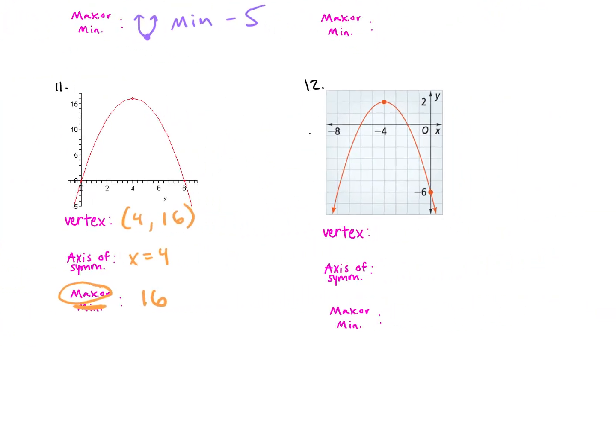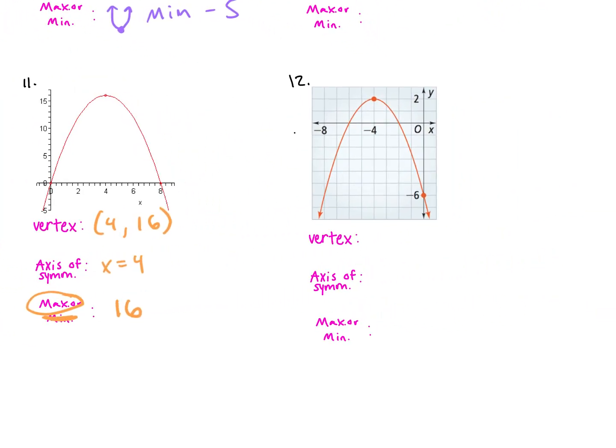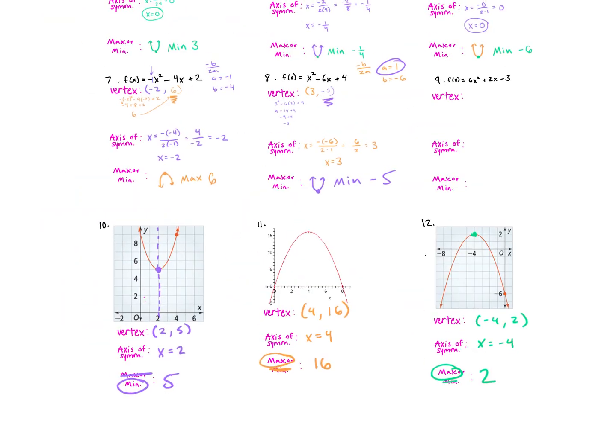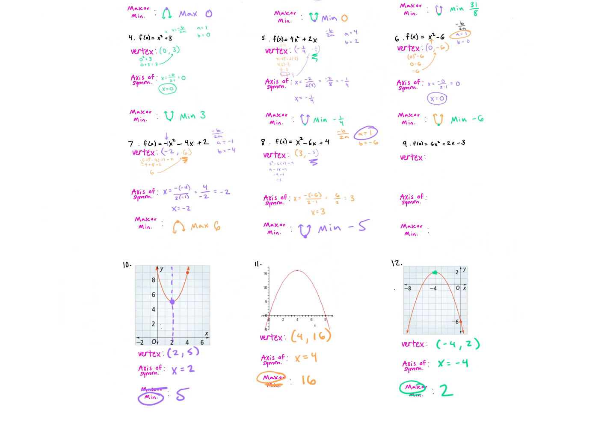All right, last one. What's my vertex? Negative 4 comma 2. What's my axis of symmetry? x equals negative 4. And it's a max. And what's my maximum value? 2. Good job. Any questions?